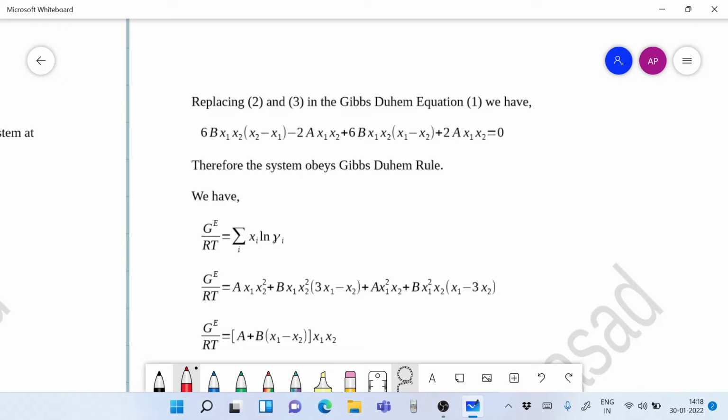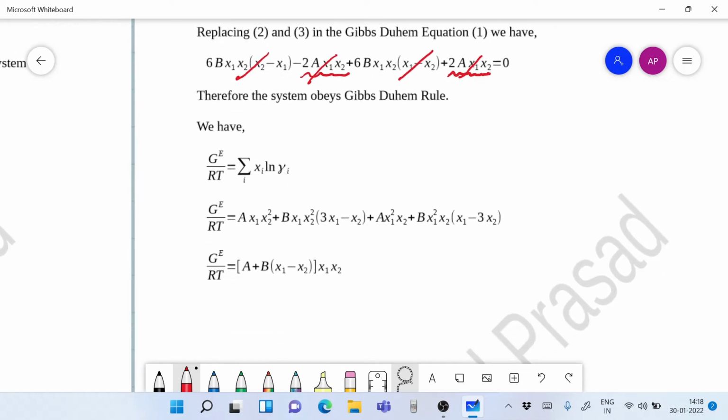And this obeys the Gibbs Duhem rule. The reason here is plain and simple. We have this equation, right? So 2a x1 x2 minus 2a x1 x2, these two will cancel and it's 0, and you have 6b x1 x2 (x2 minus x1) and 6b x1 x2 (x1 minus x2). So these two will also cancel off and we get 0 here. Therefore the system obeys the Gibbs Duhem rule.